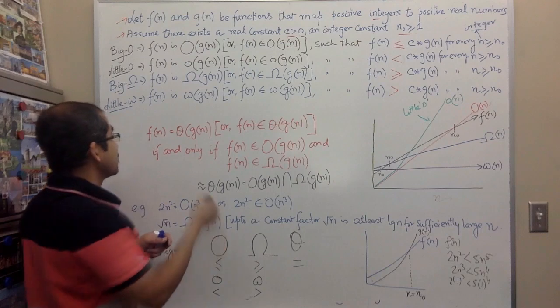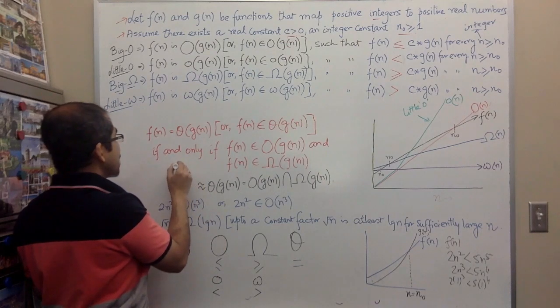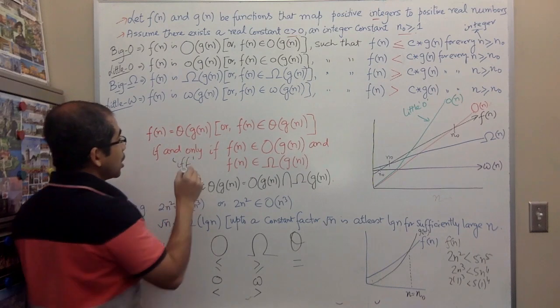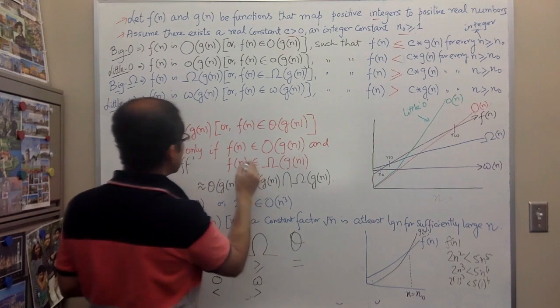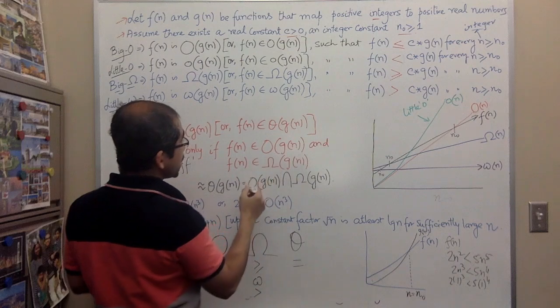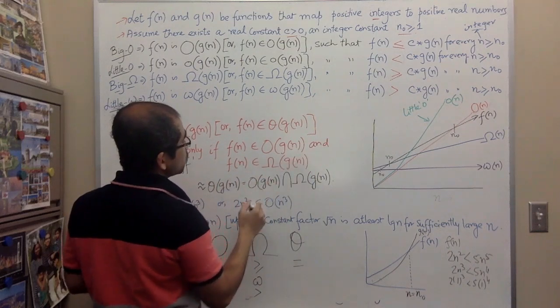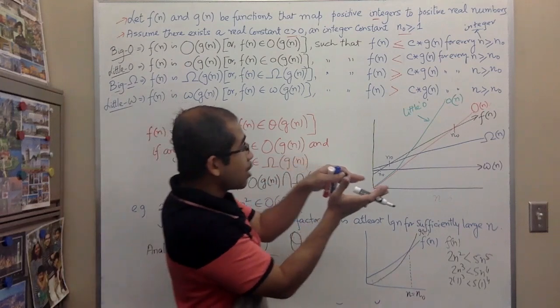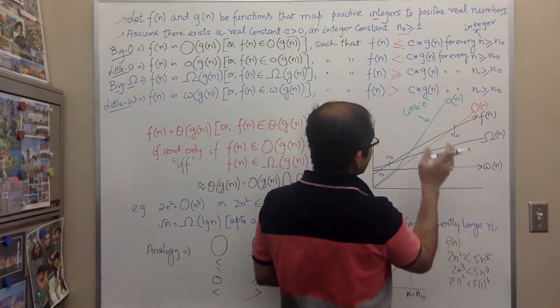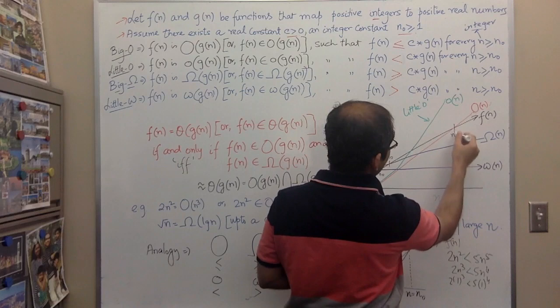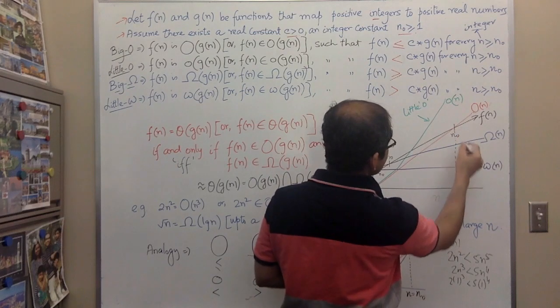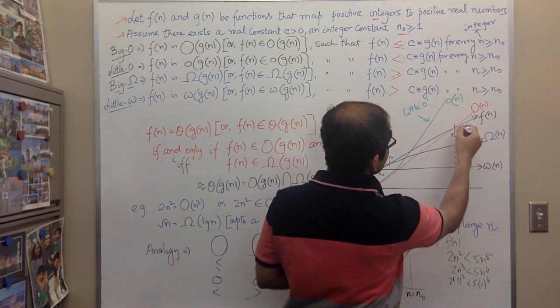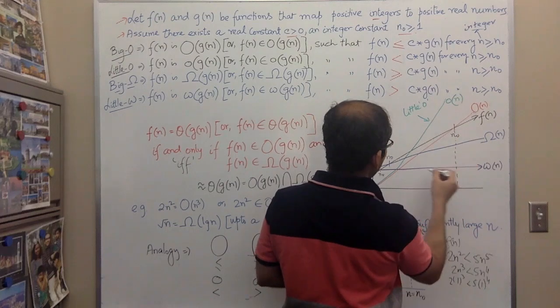if and only if, sometimes written as IFF, Fn belongs to big O of Gn and Fn belongs to big omega of Gn. You have to make sure you are both upper bound and lower bound, then only you see this area of n. At this stage it is both upper bound and lower bound.